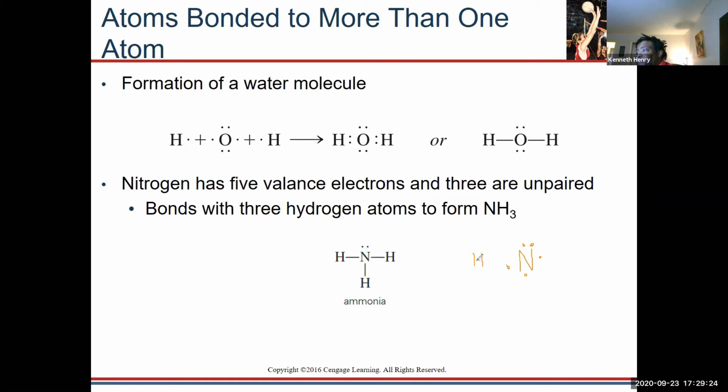1. Share 1. Hydrogen has 1 valence electron. How many electrons does hydrogen have, period? 2. 1. It has 1, right?